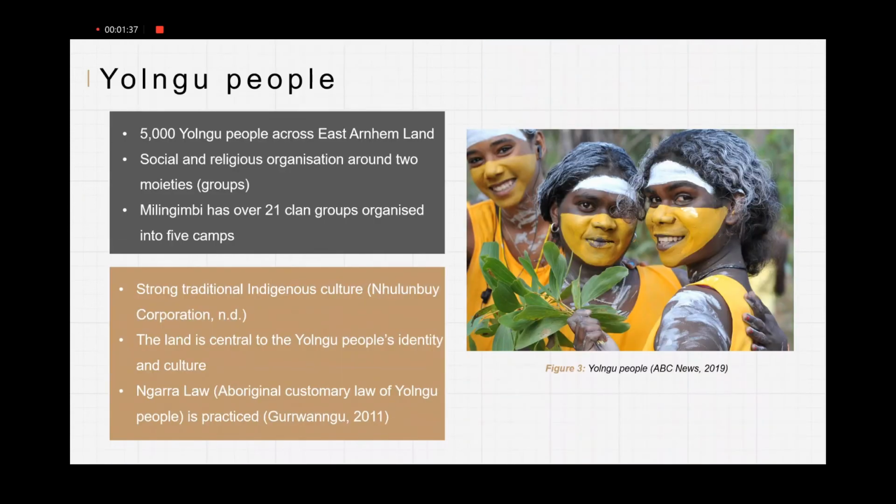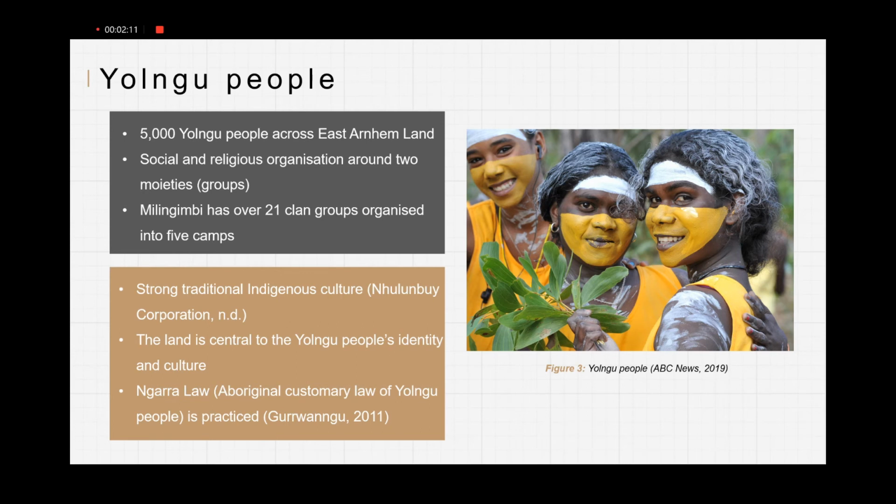So the people of Milingimbi are Yolngu people, of which there are around 5,000 spread across East Arnhem Land. And in this society, essentially the social and religious organisation is divided into two groups. But within that, there can be lots of different clans. So Milingimbi alone has over 21 clan groups that are organised into 5 camps across the island. And the Yolngu people are known to have a really strong Indigenous culture, of which the land is central to their identity.